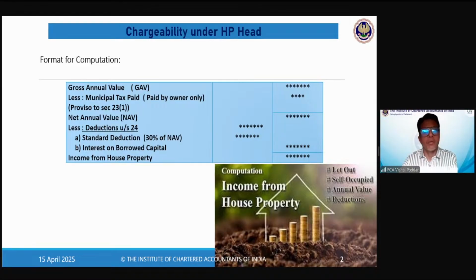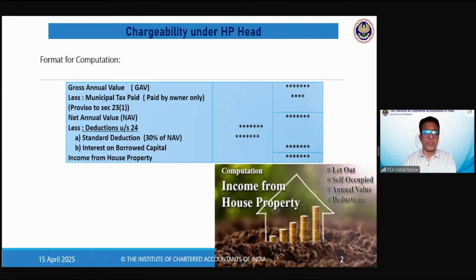When this type of data is given, you have to remember that nothing else is given about gross annual value, municipal tax, or anything. In such a case, your computation will always have this 30% deduction. So 30% is standard. Standard means fixed. It is irrespective of whether or not any other information is given in the sum. So even if only rent received is given, which will become your GAV, from that rent received you have to compulsorily adjust this 30%, which is your standard deduction, and that is why it is called the standard deduction. So remember this particular point.